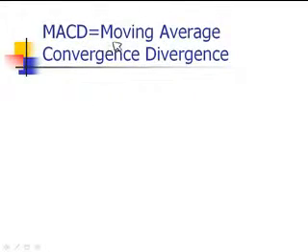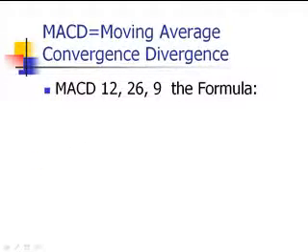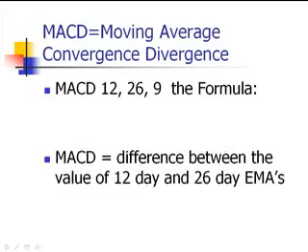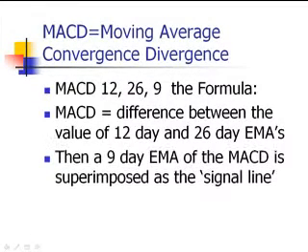First of all, MACD is short for moving average convergence divergence. The most common formula, used by default on almost all charting packages, is the 12-26-9 formula. The MACD line is made up of the difference between the value of the 12-day and the 26-day exponential moving averages. Then a 9-day exponential moving average of the MACD is superimposed over the MACD as the signal line.